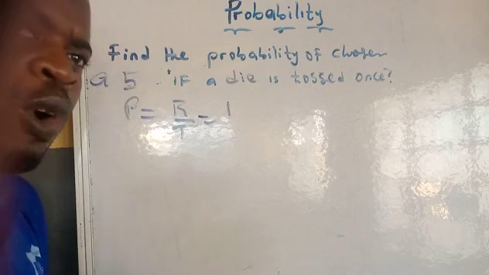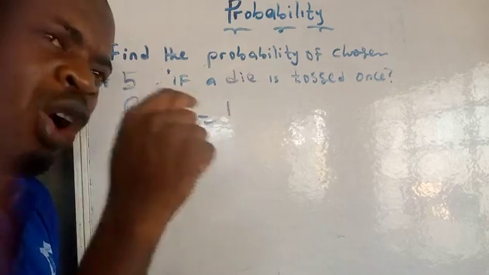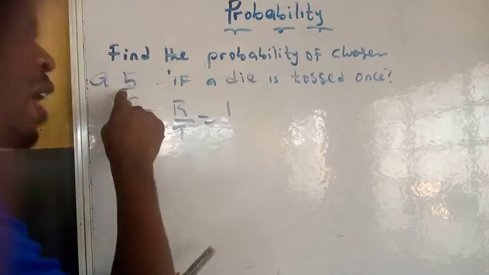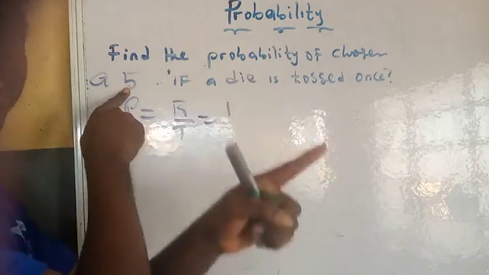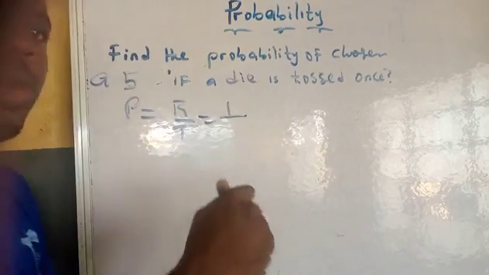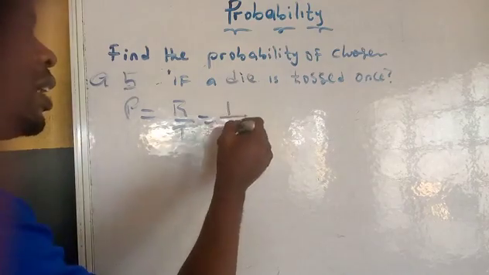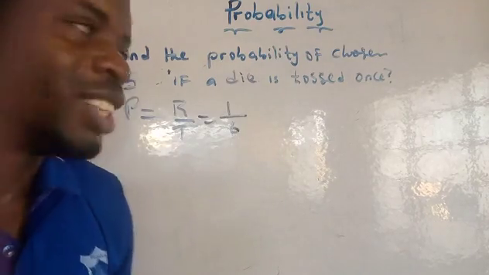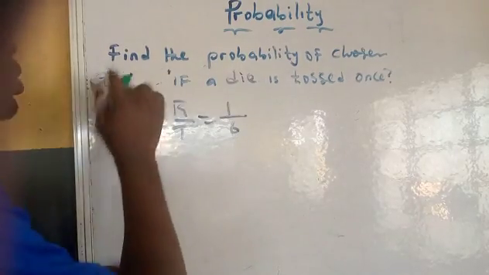You will look for the number of that item which the question is focusing on. It's focusing on the number 5 on a die. Then how many 5s? One. Then the total possible outcome is the total numbers you have on a die, which is what? 6. Final answer.